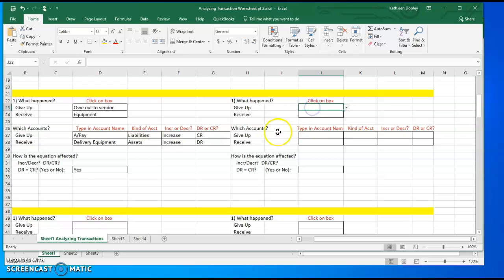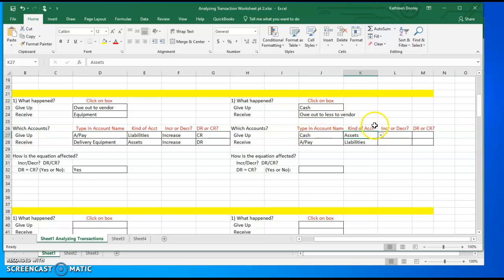Okay, so we made a payment. So we gave up cash. What did we receive in exchange? We did not receive today another scooter. We already received the scooter in the past. What we received is a lightening of the load on our shoulders. We owe out less to the vendor. Okay, so for what we gave up, I'm going to use cash. For owe out less to the vendor, we use accounts payable, which is a liability. Cash is an asset.